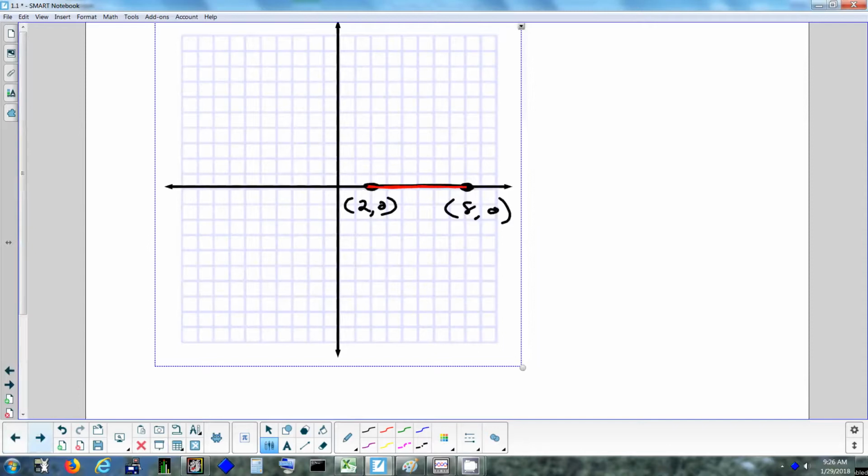What could I do with those numbers to find the length of that segment in red? Can you tell me? Yep, Colby? Subtract the x values. Yeah, subtract the x values. You don't have to subtract the y values, right? Because when you're trying to find the distance of something horizontal, y values don't matter. Just the x's. 8 minus 2.